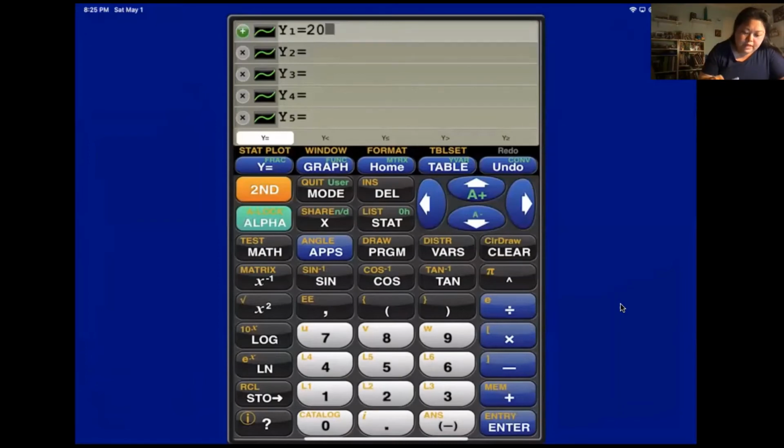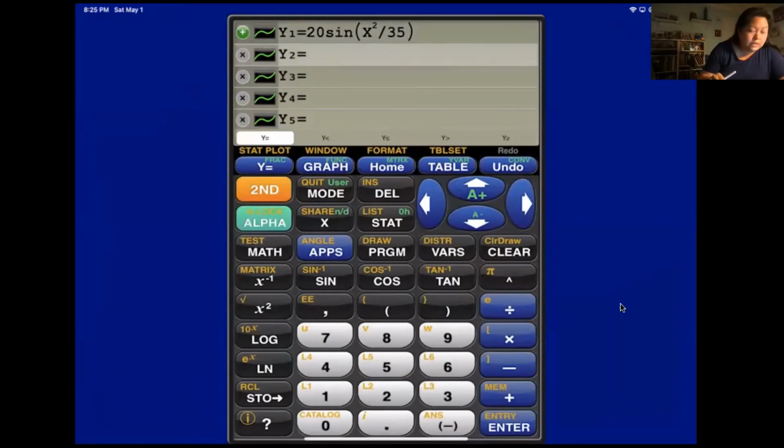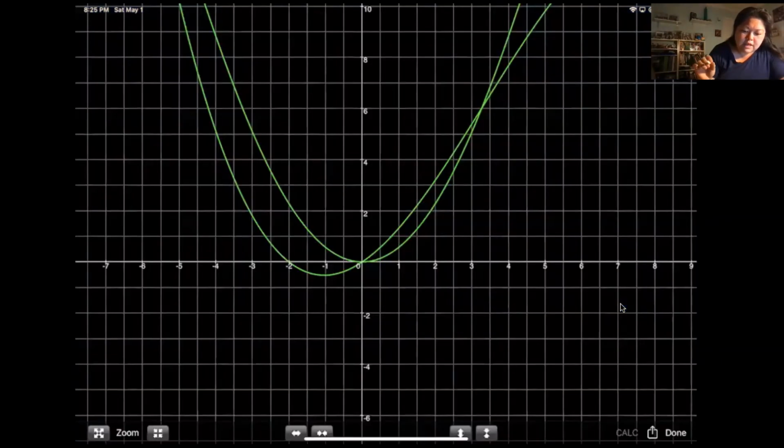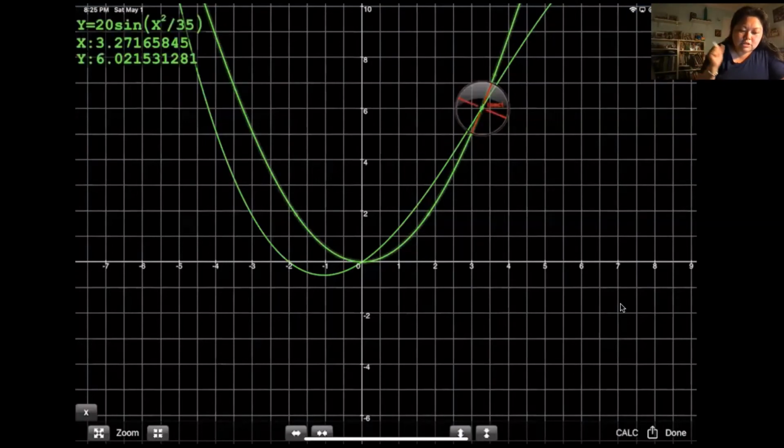So you type 20 sine of x squared over 35, that's your first equation. Second equation is negative 0.4 x cubed. You could use a caret, doesn't really matter, plus 0.4 x squared plus 0.96 x. Okay, so I'm going to graph this. Again, on your calculator, you may have to do a little bit of shifting and figuring out zooming, but this is your intersection.